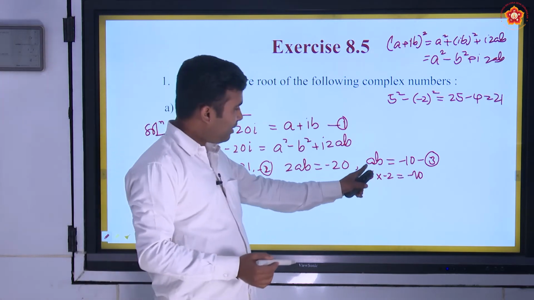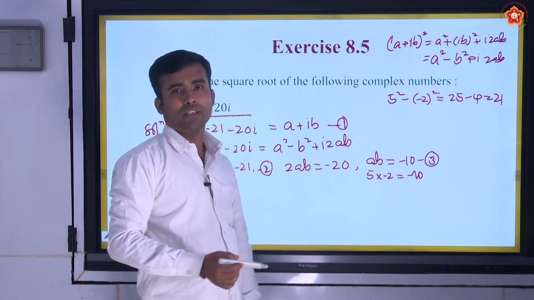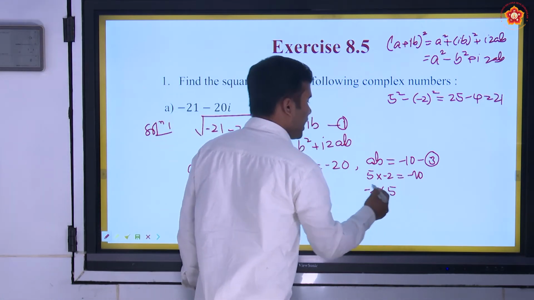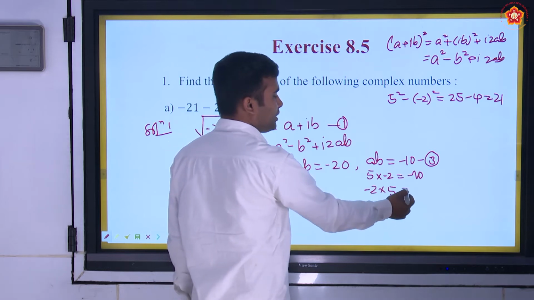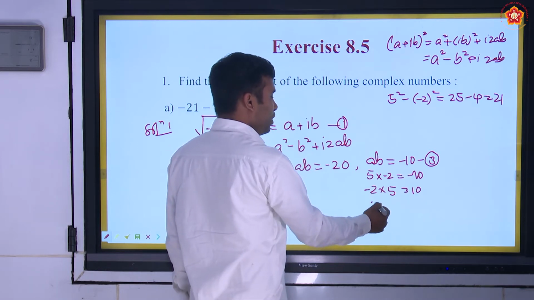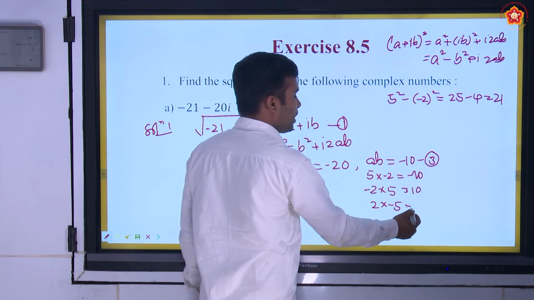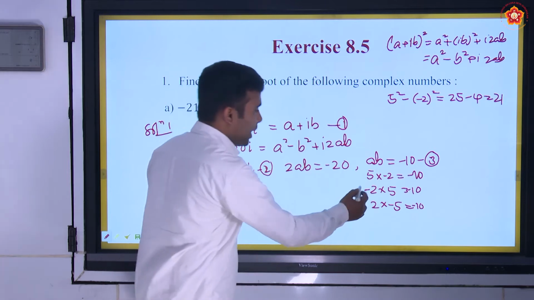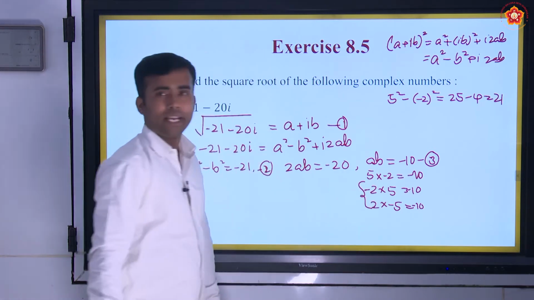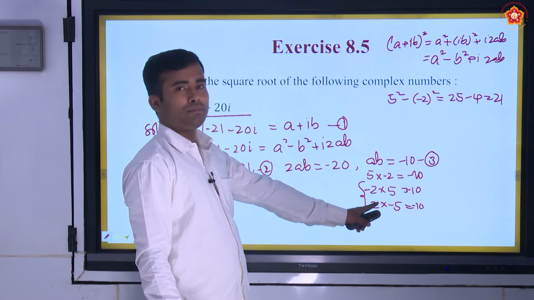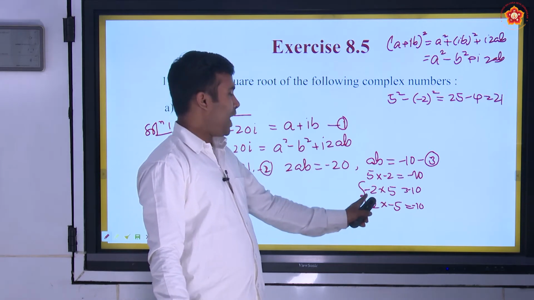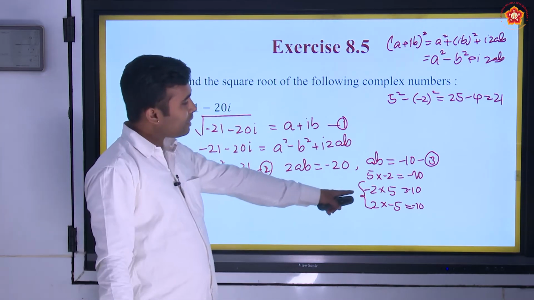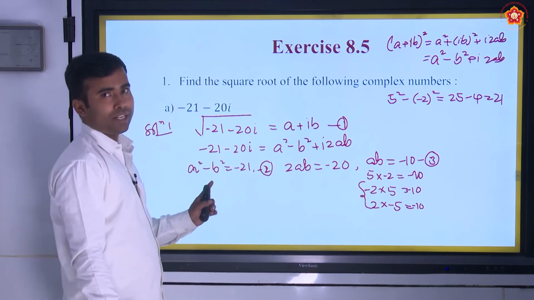So I can't take a as 5 and b as minus 2, whereas I can take a as minus 2 and b as 5, whose product is minus 10, or 2 into minus 5, which is also equal to minus 10. So these two I can take for the values of a and b. Here a is minus 2 and b is 5, and the product is minus 10, so equation 3 is satisfied. Similarly, these values should satisfy equation 2 as well.